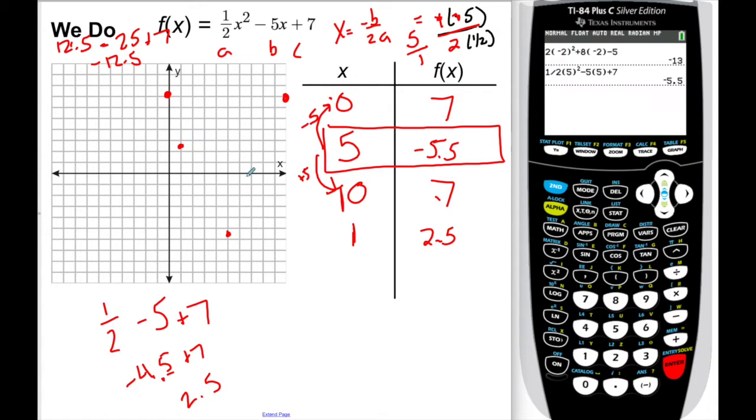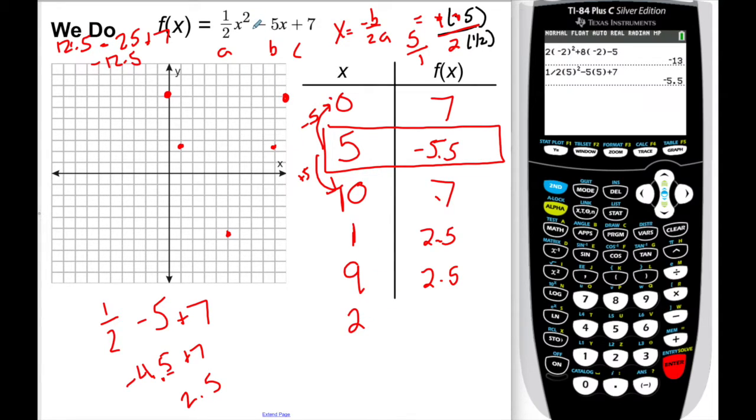So, what other one has to have the same y value? 1 is 4 away from 5. What other number is 4 away from 5? It is 9. So it has to have the same y value. Okay, I want to get a little bit closer, so I'm going to plug in 2.